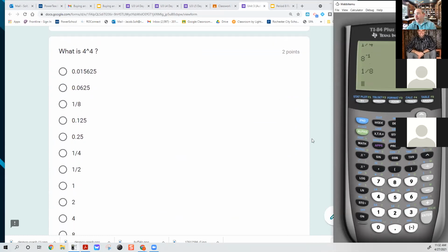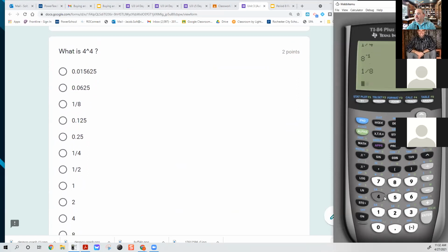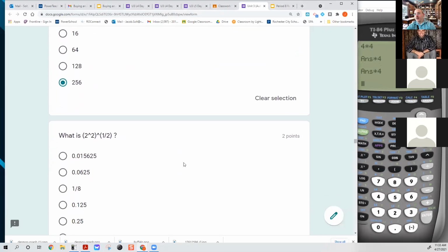4 raised to the 4th power. This is just like a little thing. What's this one? 4 raised to the 4th. 256, right? Because 4 raised to the 4th power is the same thing as 4 times 4 times 4 times 4. So what I have to do to get this, I have to do 4 times 4, that gives me 16, times 4 again, which gives me 64, times 4 again, which gives me 256. All right, so 256 all the way at the bottom.